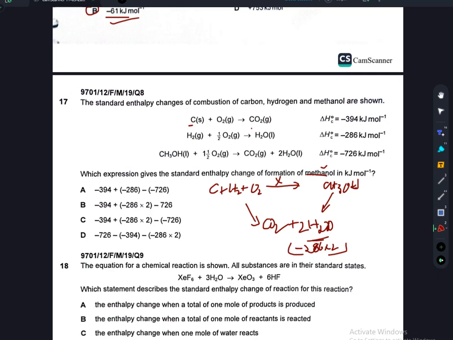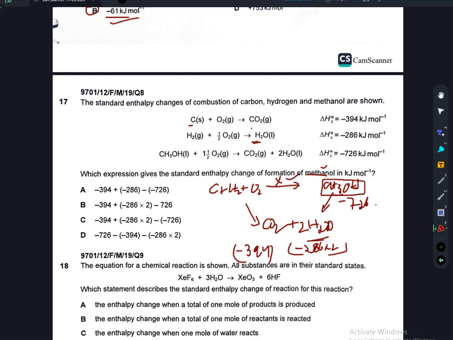I'm going for the combustion of minus 286. Yes, after combustion the products have an enthalpy change of minus 286, which is obviously the water here. I'm multiplying this by 2 because there are two waters here. And for CO2, it is minus 394. It's minus 394. And it is minus 726 for this methanol's combustion.